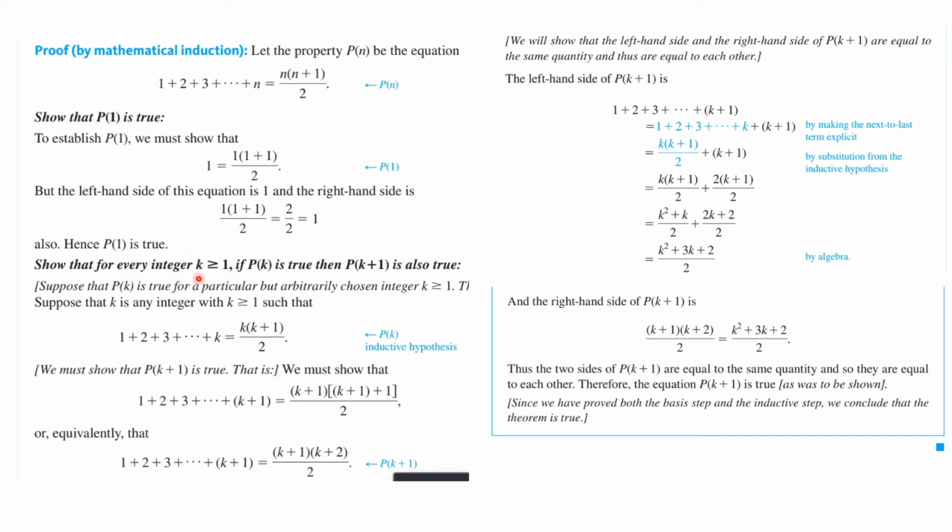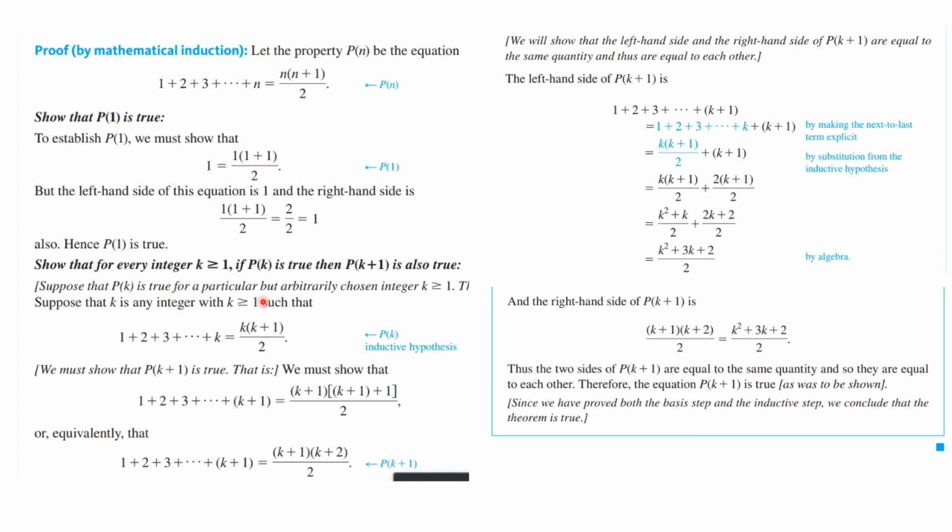Now we're going to show for every integer k bigger than or equal to 1, our starting point, if P of k is true, then P of k plus 1 is also true. So now this is our inductive hypothesis. We're going to suppose that for any integer k bigger than or equal to 1, the sum of the first k integers is equal to k times k plus 1 over 2. You see, we're letting n in the formula be k, and we're assuming that that is true.